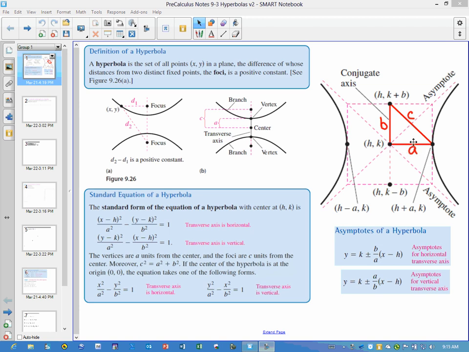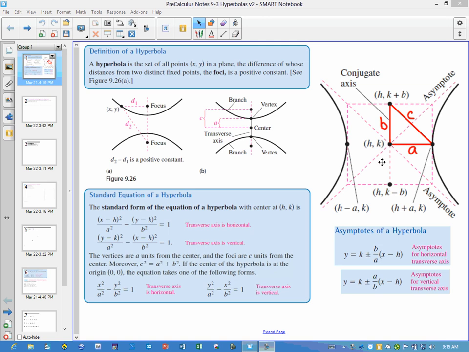So A is center to the vertex. C is the center to the focus, which would be out here. And then B is from the center to the end of the conjugate axis.